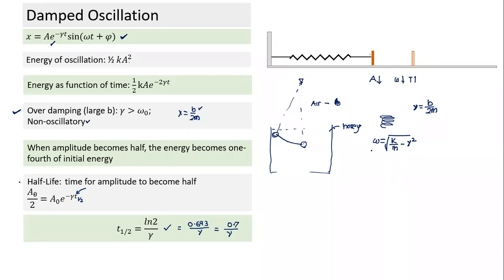If we try to memorize the formula with some understanding, it becomes a little easier. Omega naught I write as root of k by m, which is the formula for undamped oscillation. Since omega gets reduced, I need to subtract some quantity: minus gamma square, where gamma is b by 2m. So these are two formulas we have to make use of, and all numericals which have come in the past can also be solved on this basis.